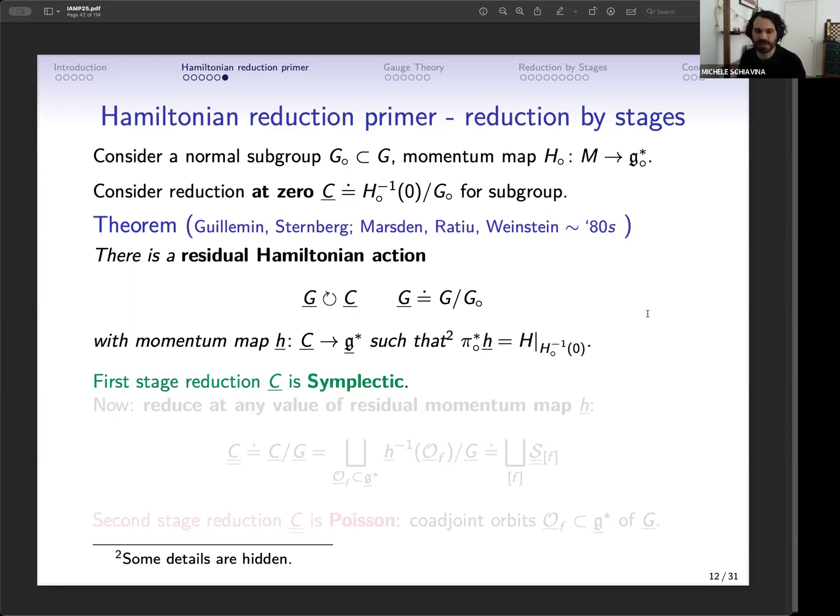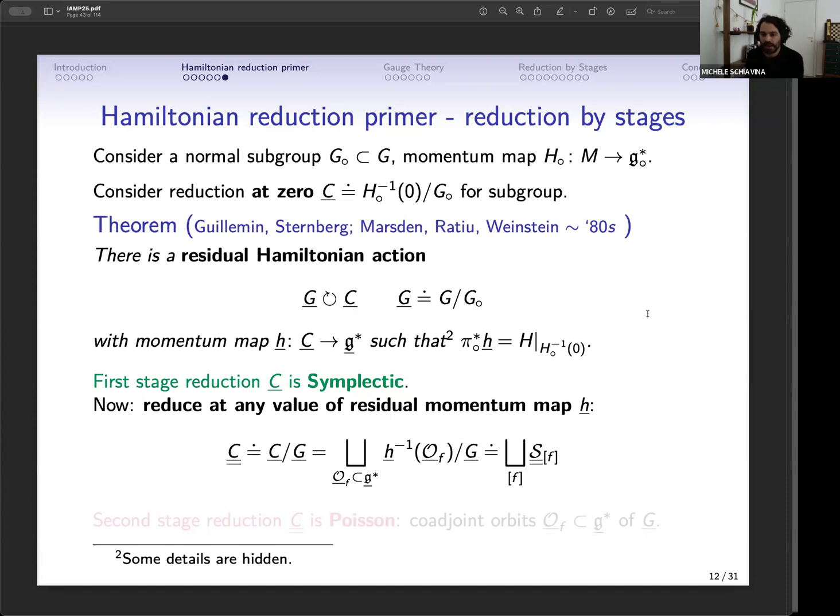Now, the interesting part of this is that we know, because of the previous theorem, that the first stage, the reduction at zero of the normal subgroup, is a symplectic manifold. And this symplectic manifold has a Hamiltonian action on top. And the second step, when I reduce twice and I take the remainder of the Hamiltonian action by G underline, is going to be Poisson. So the second stage reduction is just a Poisson manifold because the general theorem says so, possibly singular. And this is foliated by these sectors that are obtained by taking pre-images of coadjoint orbits of the residual group.